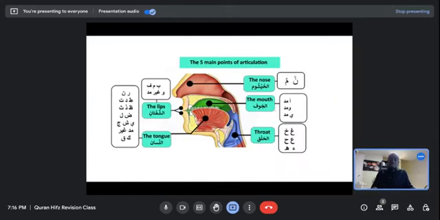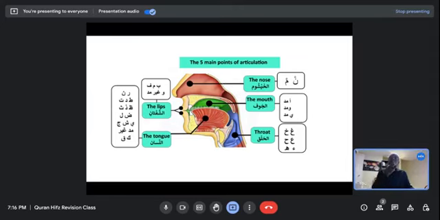So that's the tongue, and also the lips. There are 4 letters that come out from the lips, which are the ba, the wa, the fa, and the mim. The lips have 2 articulation points. One of them is the fa. We all know how to pronounce fa.